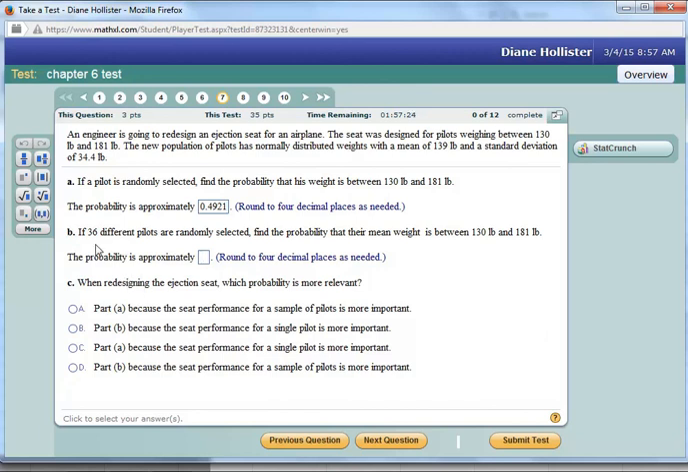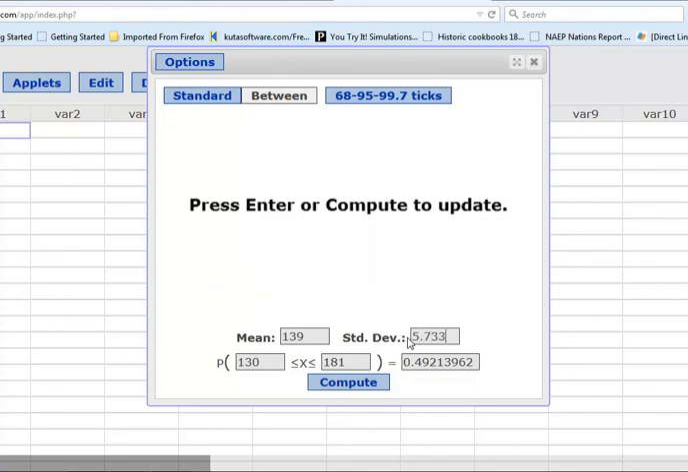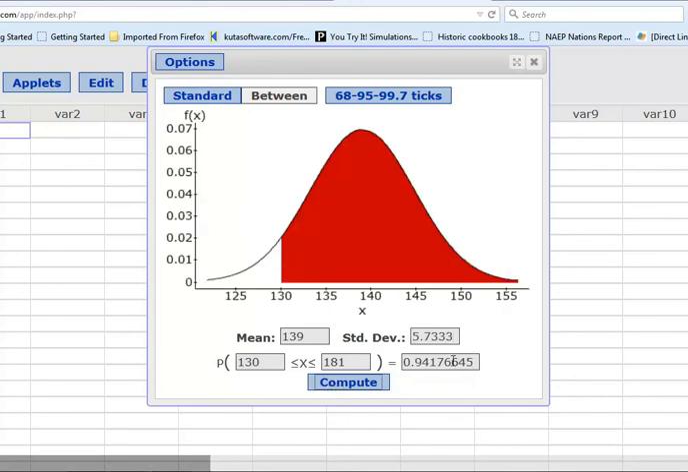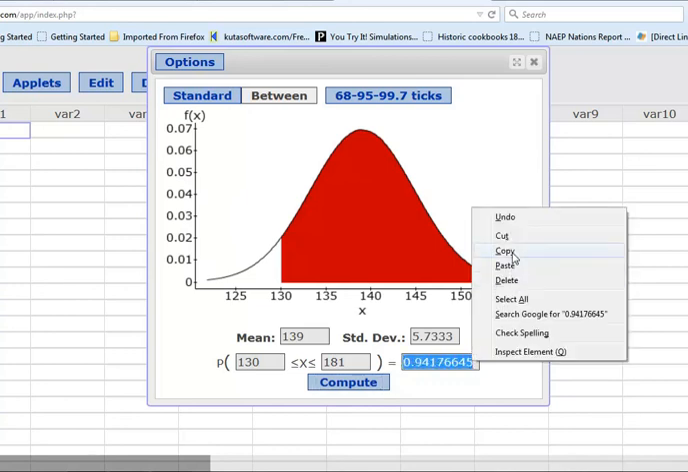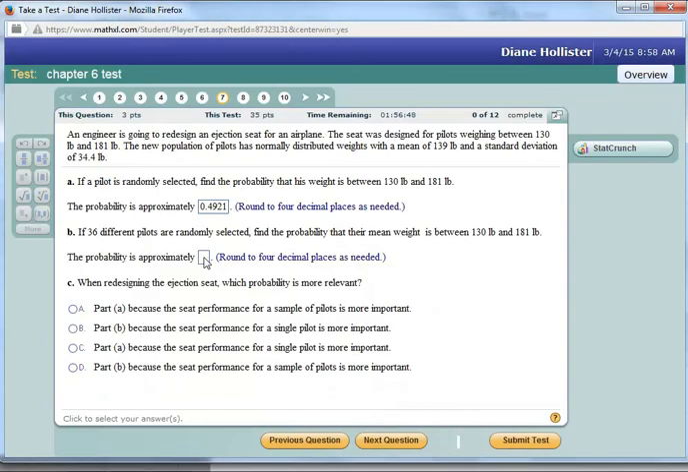Then it asks us to do the same thing, except that instead of sampling 1, we're sampling 36. So what's going to change on this page? The value that's going to change is the 34.4. Instead of 34.4, we're going to have 34.4 divided by the square root of 36, which is 6. So I'm going to put in 5.733 and click compute instead. Okay, so this is showing me that if I sample a group of pilots, there's a 94% chance that their average weight would fall in that particular range.